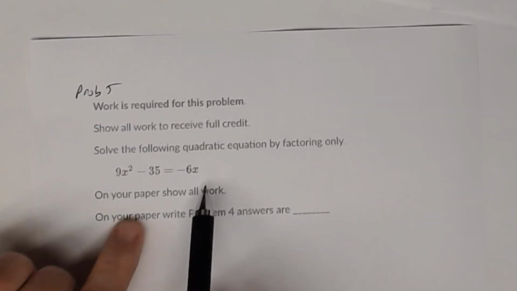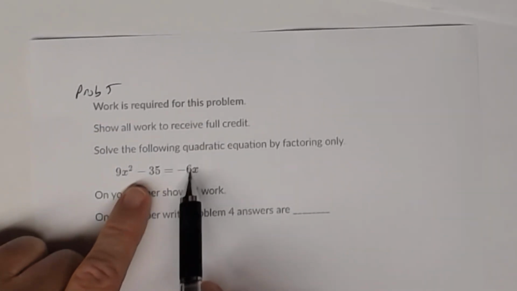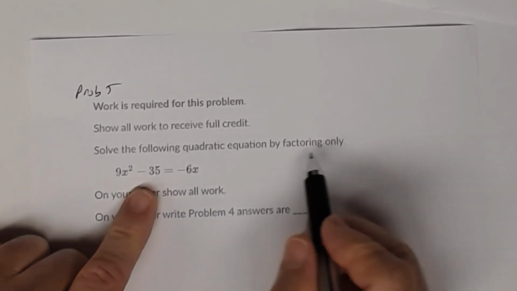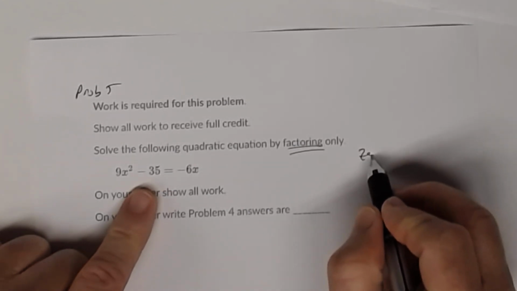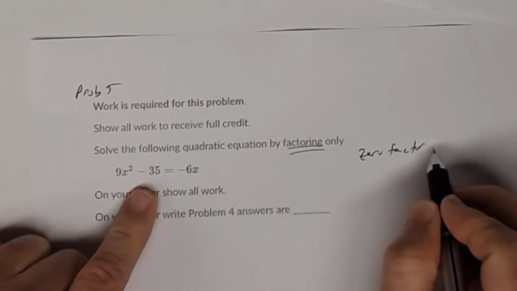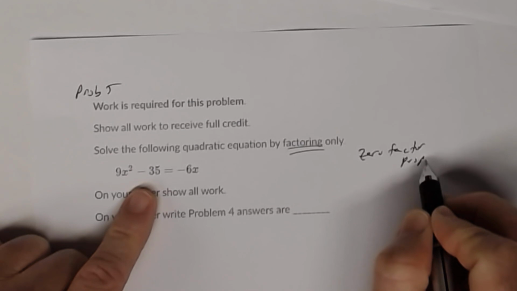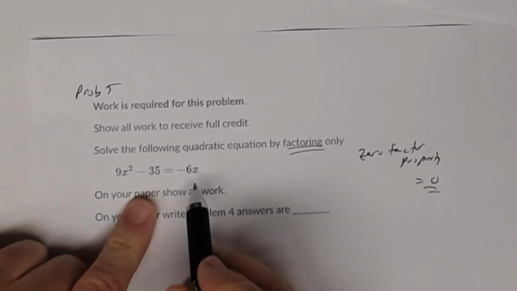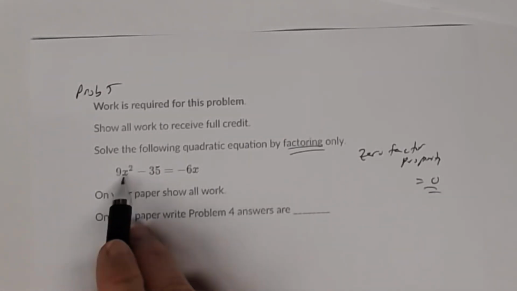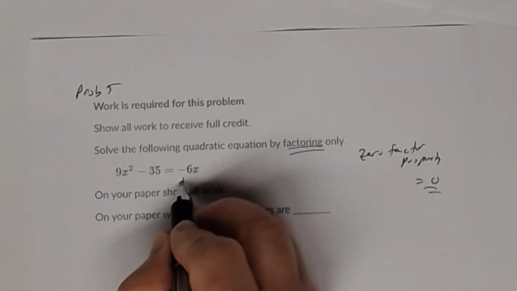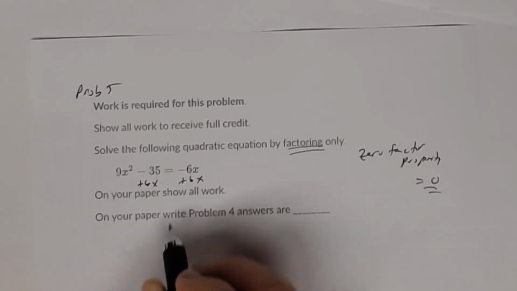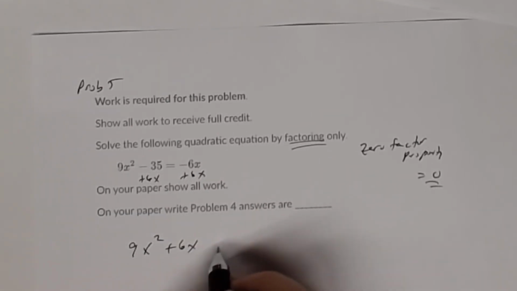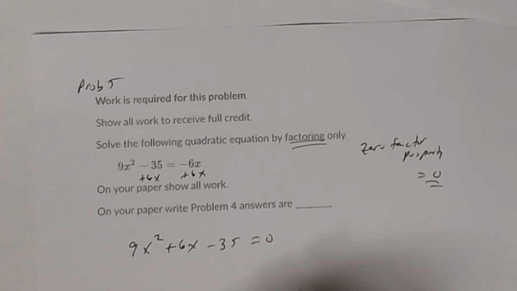Factoring also. But this time, notice that your equation is not in standard form. So remember, when you're going to factor, you want to use that zero factor property. And in order to use the zero factor property, you have to have 0 on that other side. So we have to bring all these terms to one side, and then I'm going to put them in descending order. So remember, we're going to have to add 6x to both sides. And so when I put this in descending order, I get 9x squared plus 6x minus 35 equals 0.